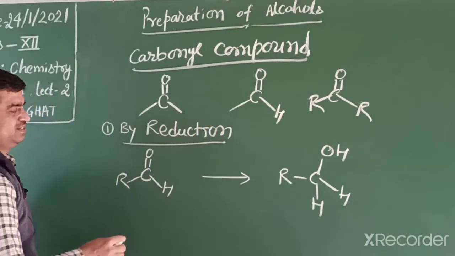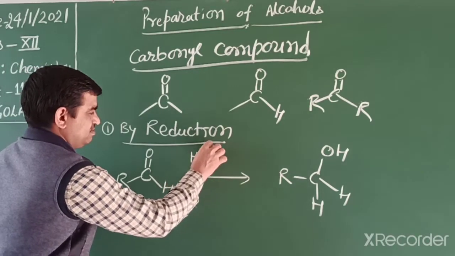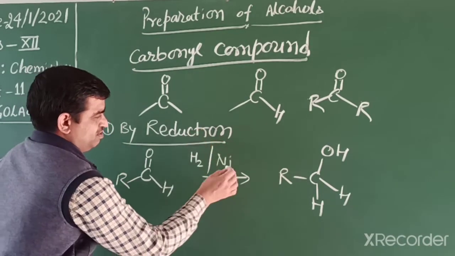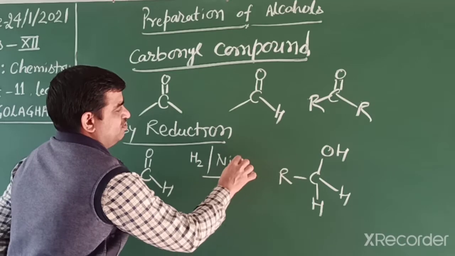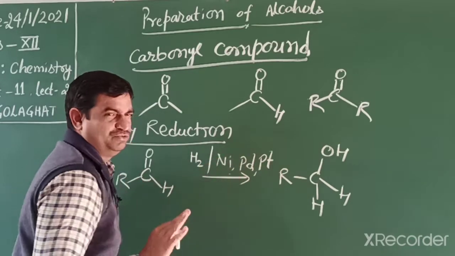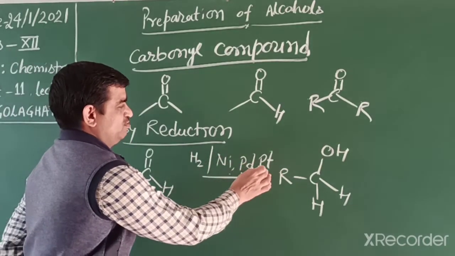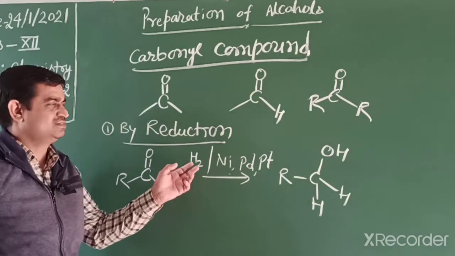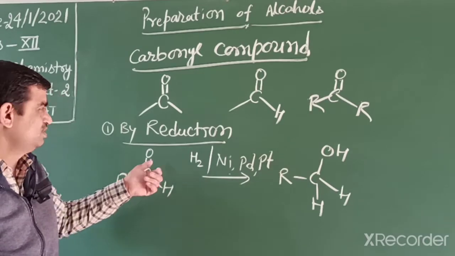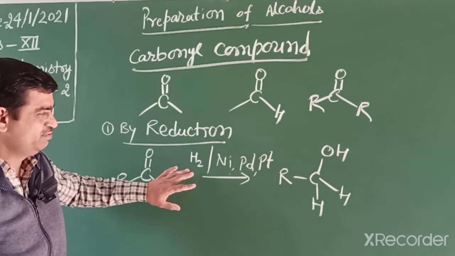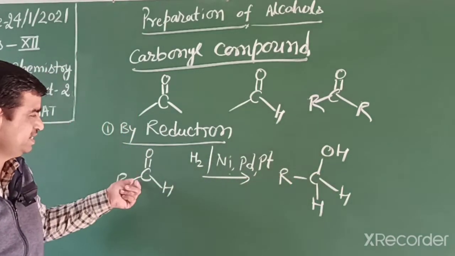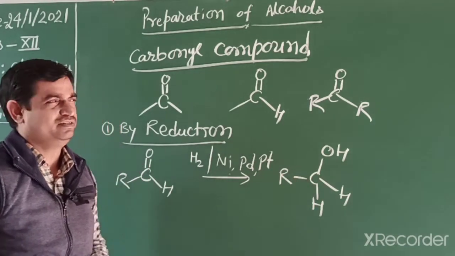So what happens in reduction? We need, students, hydrogen and a catalyst, either nickel, palladium or platinum. Out of these three, we can use only one. That reaction is known as catalytic hydrogenation. In this reaction there is addition of hydrogen, so that is known as reduction. So if we want to convert an aldehyde directly into alcohol, we get primary alcohol.